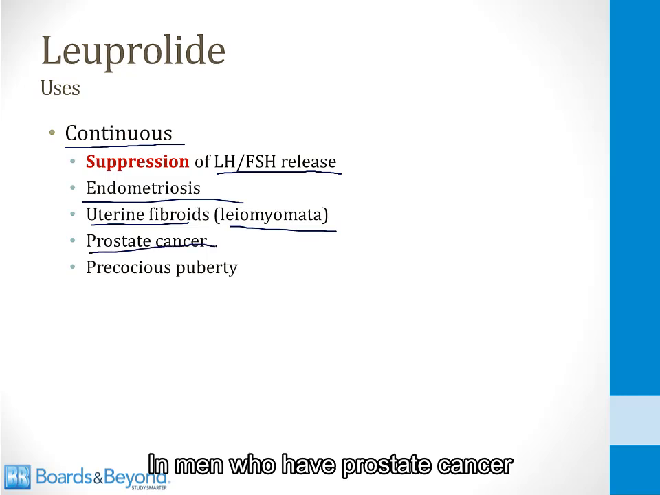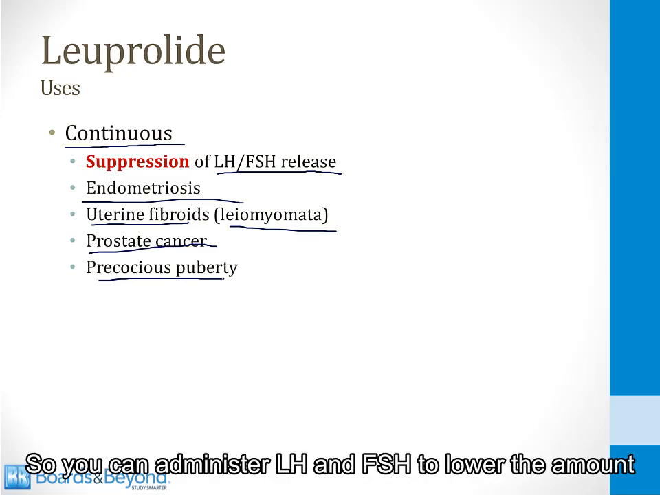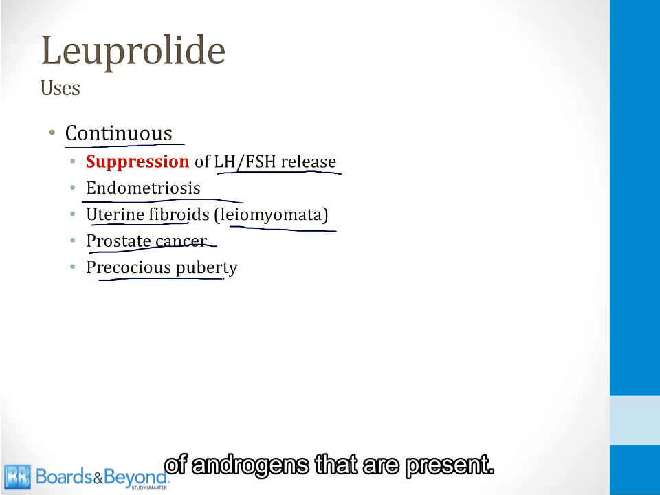In men who have prostate cancer or boys with precocious puberty, testosterone levels can be harmful, so you can administer Leuprolide to lower the amount of androgens that are present.